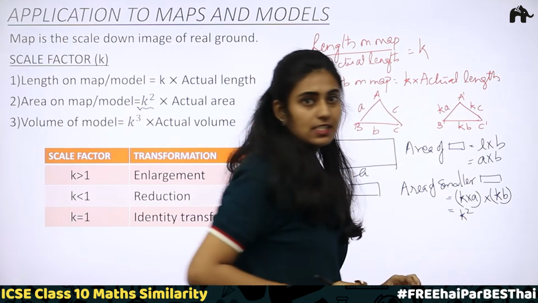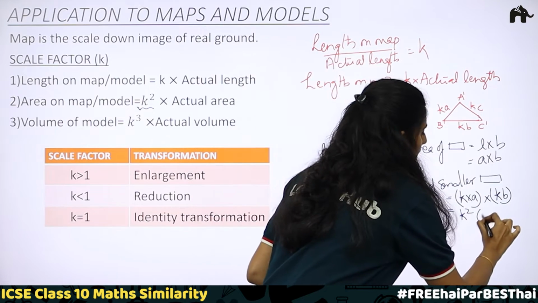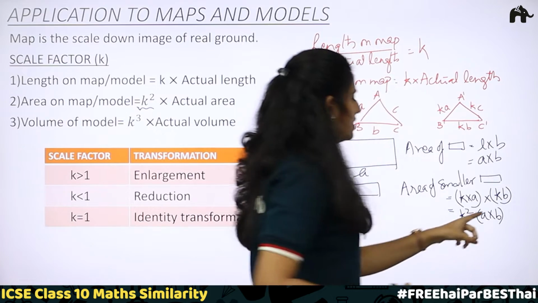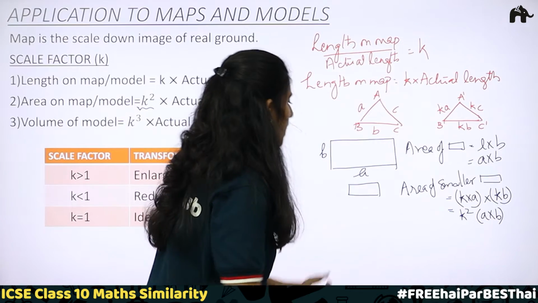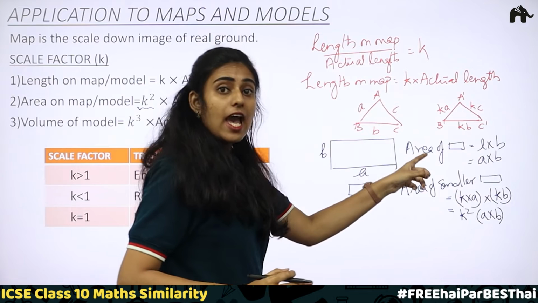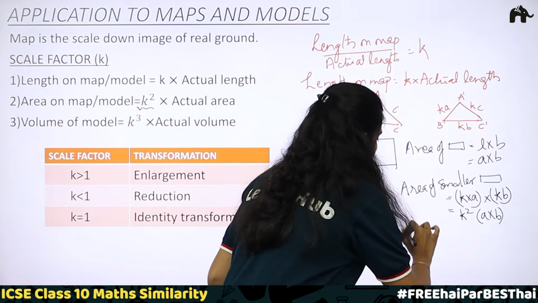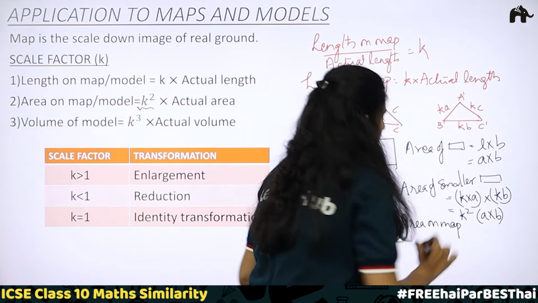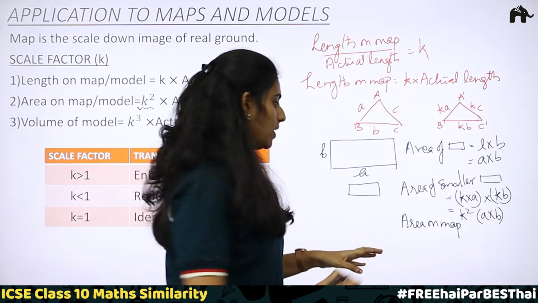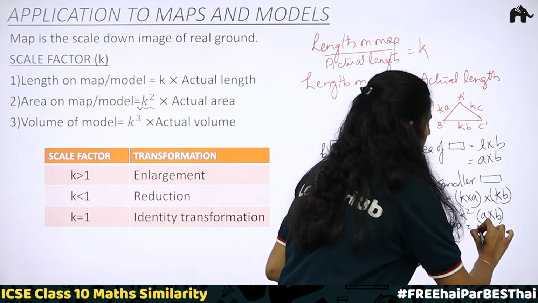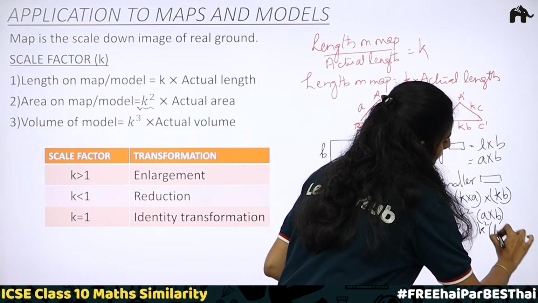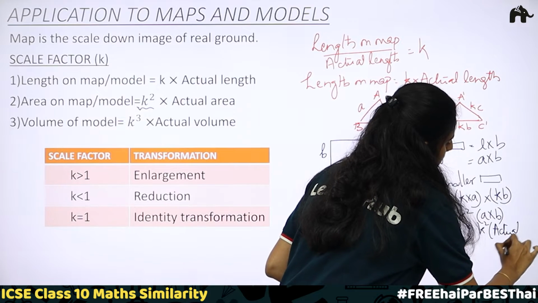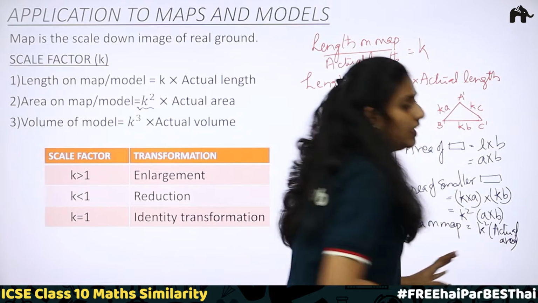K into K is K square. Then we have A into B. What is A into B? A into B is the area of the actual rectangle. Therefore, we can represent it as area on map. Area on map will be equal to K square into actual area. So this is how you will be getting K square.